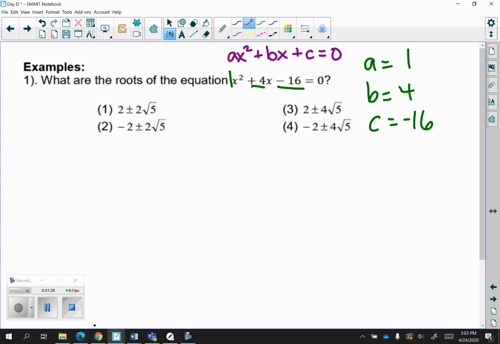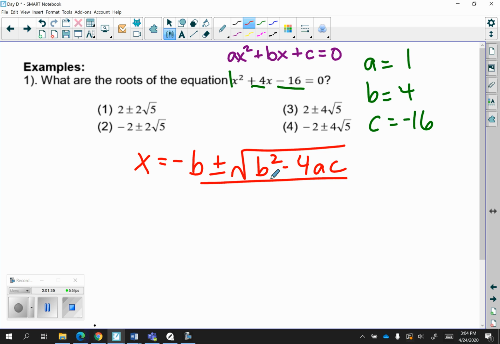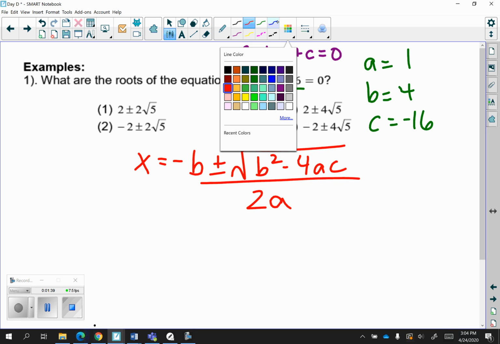Next, I'm going to write out my formula. And I write it to a song. x equals negative b plus or minus the square root of b squared minus 4ac all over 2a. I have a beautiful voice.